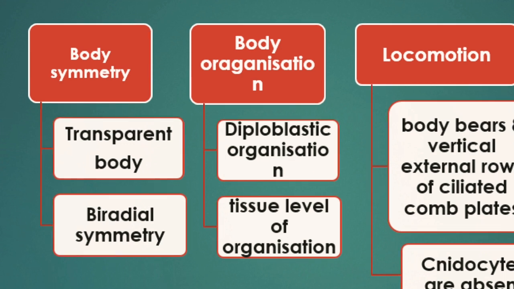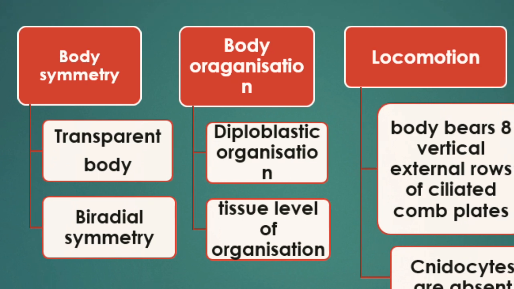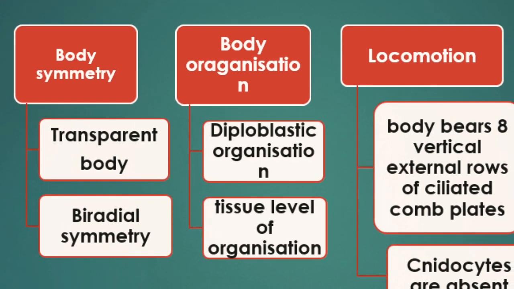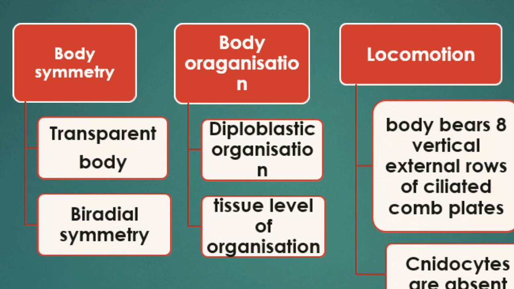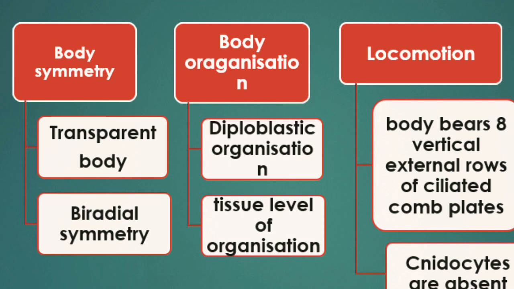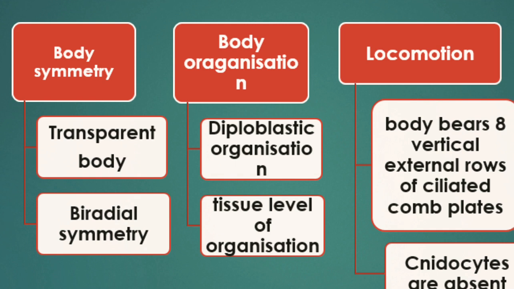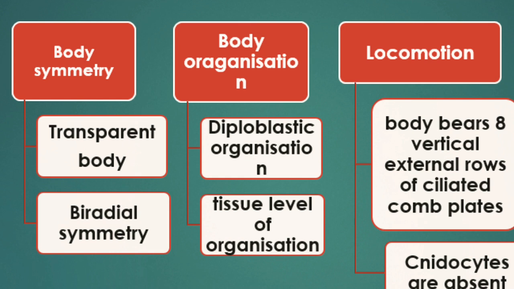Now coming to the body organization, they have diploblastic organization. Diploblastic organization means, students, you can understand like this. When the embryo is growing, it forms two layers, the ectoderm and the endoderm. During development these further form the body organ systems, whatever systems that particular animal has, through these germ layers. So when the animal has two germ layers, the ectoderm and endoderm, they are known as diploblastic organisms.